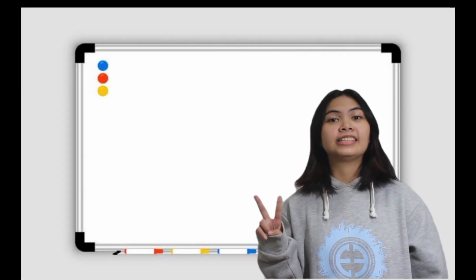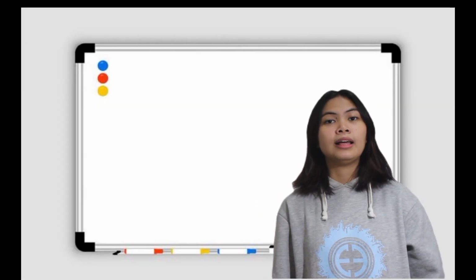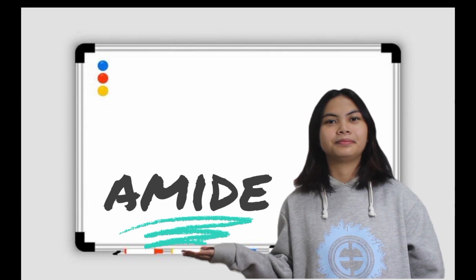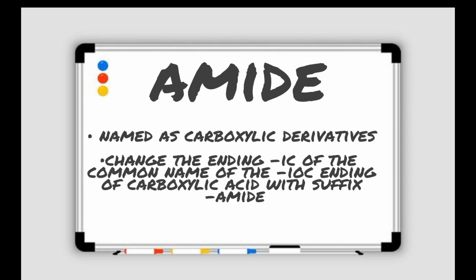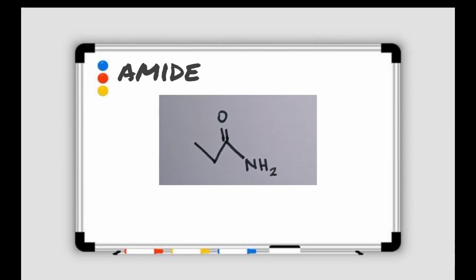The second to the last functional group that we are going to tackle is amide. Amides are carboxylic acid derivatives in which the single-bonded OH group from the carboxyl is substituted with the group NH2, and consist of an alkyl group attached to a nitrogen atom. Amides are named as carboxylic acid derivatives. The suffix "amide" replaces the "ic" ending of the common name or the "oic acid" ending of the IUPAC name of the carboxylic acid. Now, let's name an amide structure.